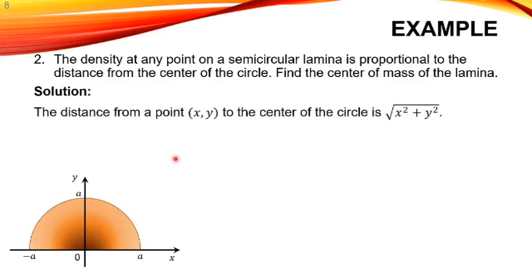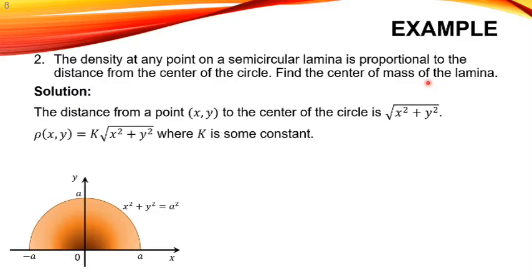So solution, the distance from a point (x, y) to the center of the circle is equal to the direct distance, which is square root of x squared plus y squared. So distance formula, center at origin. So the equation of the circle is x squared plus y squared is equal to a squared, where a is the distance away from the center of any point. So the density function is equal to k square root of x squared plus y squared, where k is some constant. Okay?